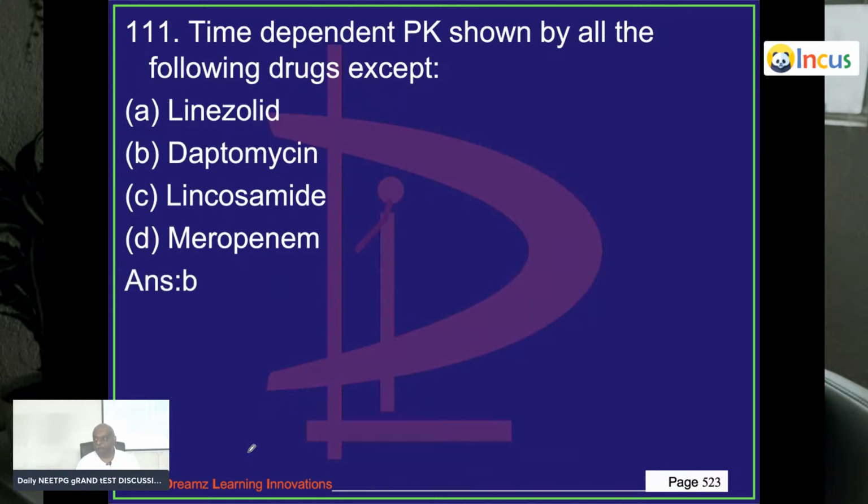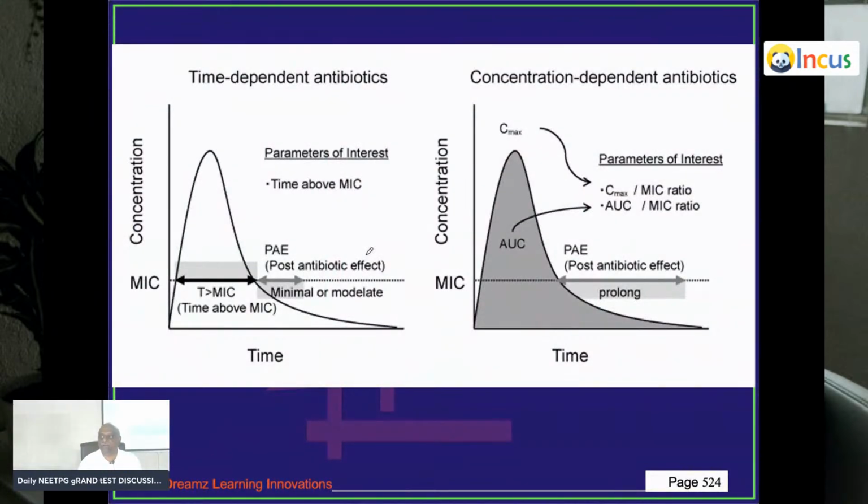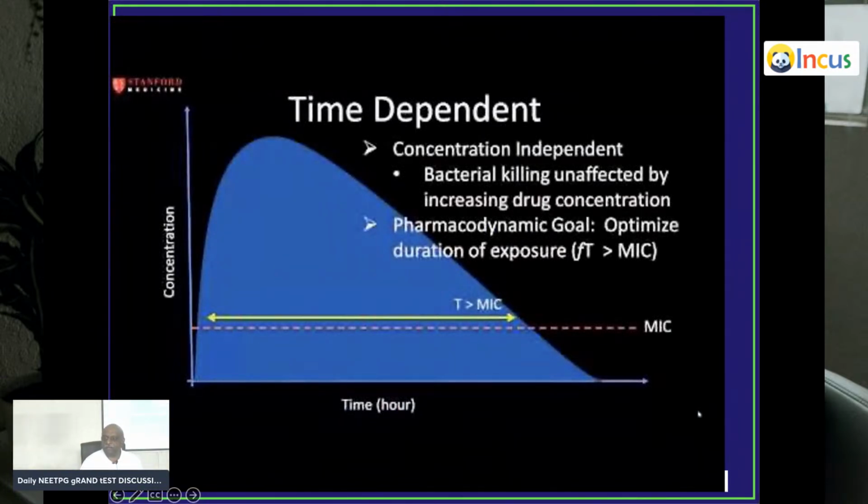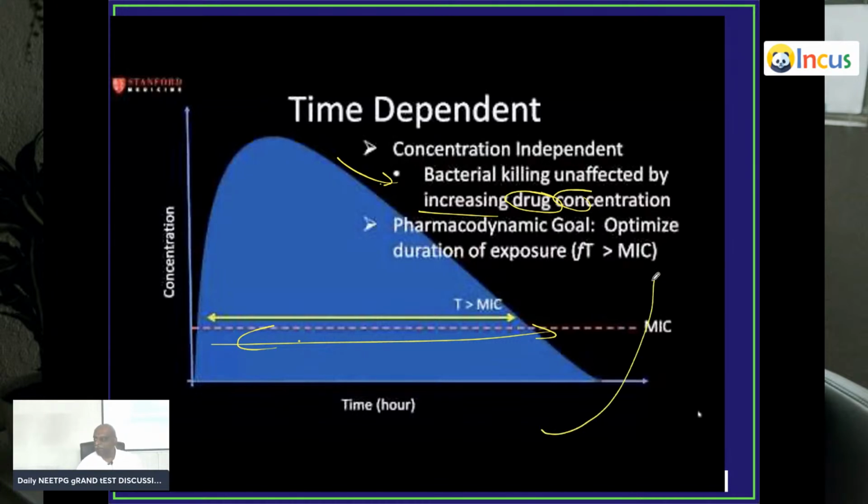Time-dependent PK shown by which drug except linezolid, lincosamide, meropenem? First, what is meant by time-dependent pharmacokinetics? So typically, if you look at the antibiotics, time-dependent and concentration-dependent. Concentration-dependent means how long the concentration of the drug remained in the area under curve. This is how long it remained above minimum inhibitory concentration is called time dependent. So time dependent is concentration independent. And the bacterial killing is unaffected by increasing drug concentration. It is all about how long it remained more than MIC.